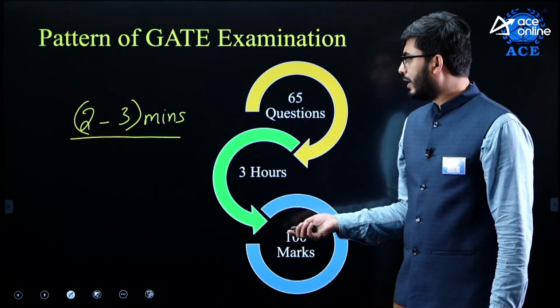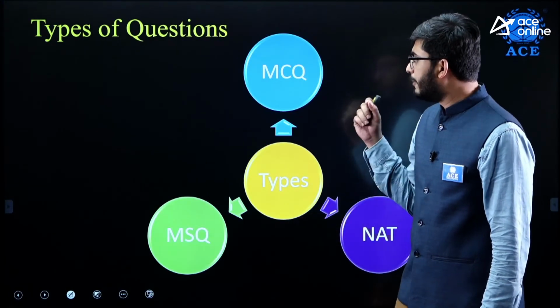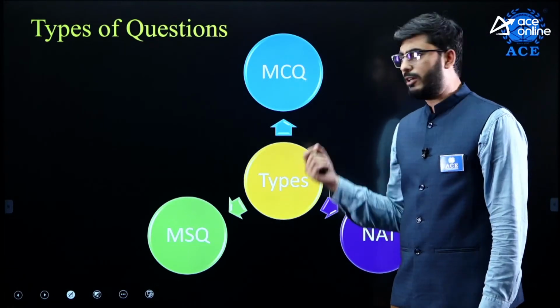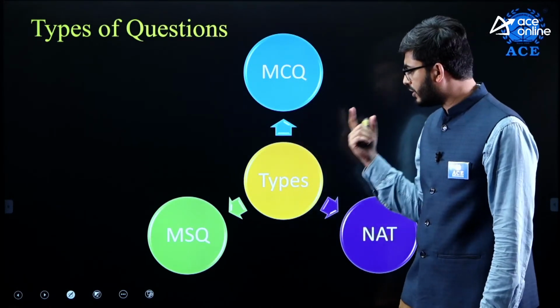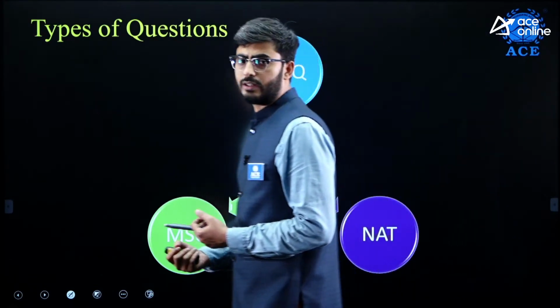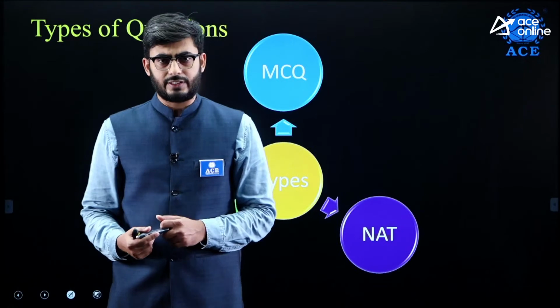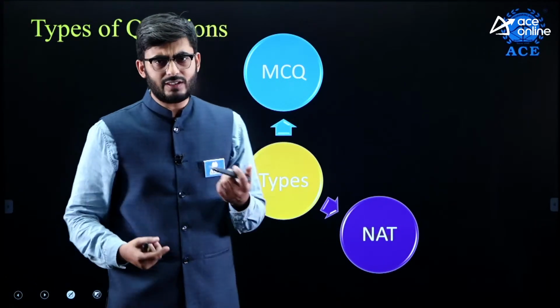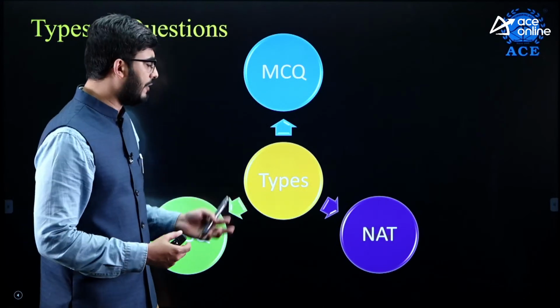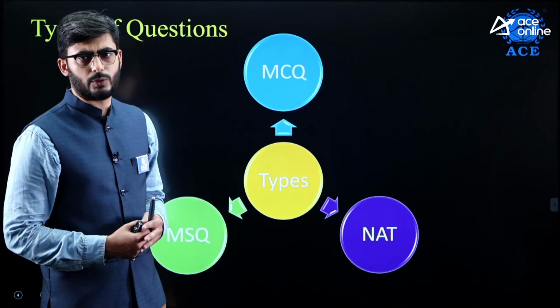Now let us see the types of questions. As is a very well known fact to all of you, we will have MCQ, multiple choice questions, or MSQ, that is multiple select questions, or numerical answer type. In MCQ we will have negative marking, whereas in MSQ and numerical answer type we will not have negative marking.